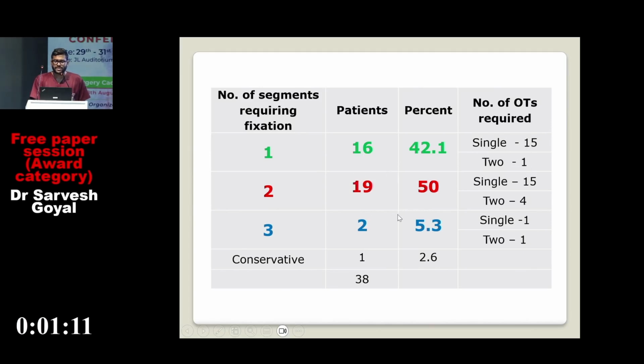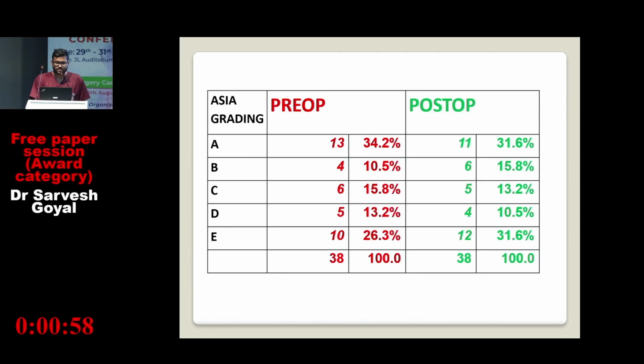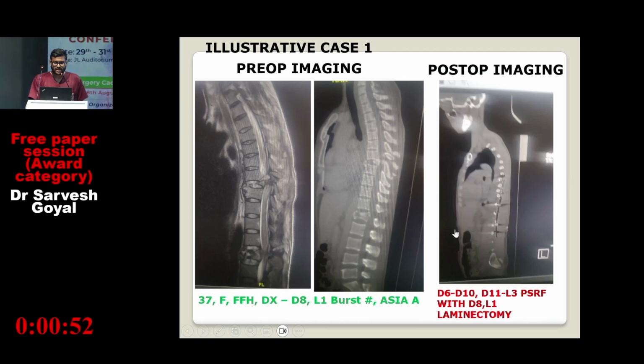Whereas in the 19 patients who required fixation of both segments, in 15 patients we could operate both segments in a single sitting, whereas 4 patients required 2 operative interventions for fixing 2 segments. And the post-op ASIA grading improved in 4 out of 38 patients. So these are the illustrative cases.